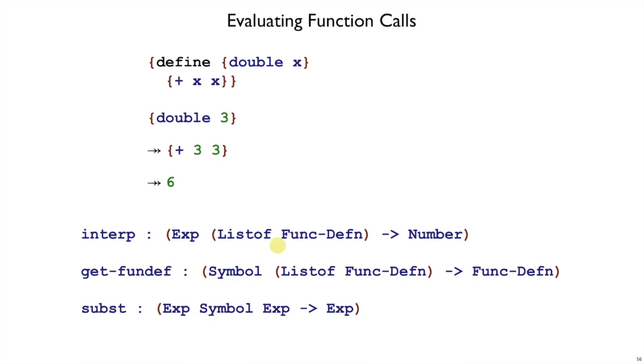Part of looking at the function definitions is going to be this getFunDef call, which takes a name of a function and a list of the function definitions and goes and finds the right function definition. And then finally, we're going to need this substitute function. Substitute is going to take an expression like 3 here, the result of 3. It's going to take the symbol, which is going to be the name x, and it's going to take another expression where it should substitute it in. That's the plus x x, and it should give us a new expression like plus 3, 3. That's going to be our overall strategy. Let's go look at the code.